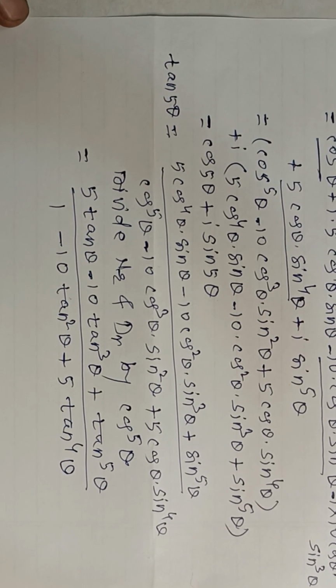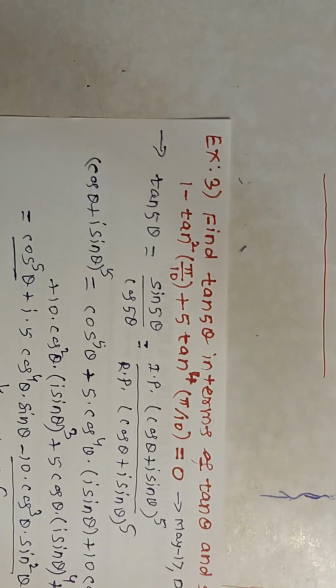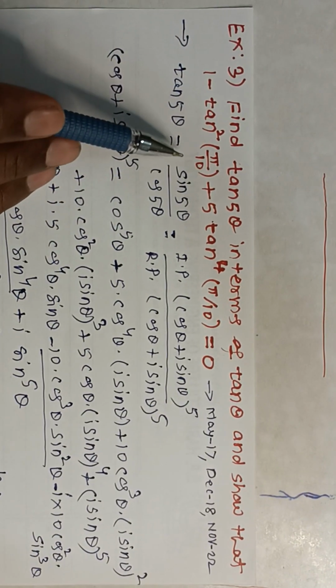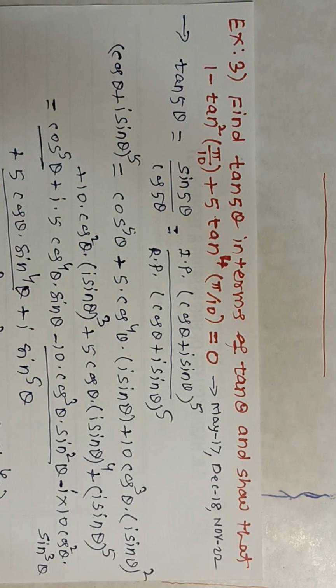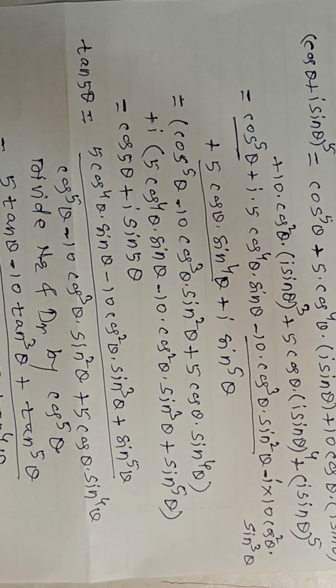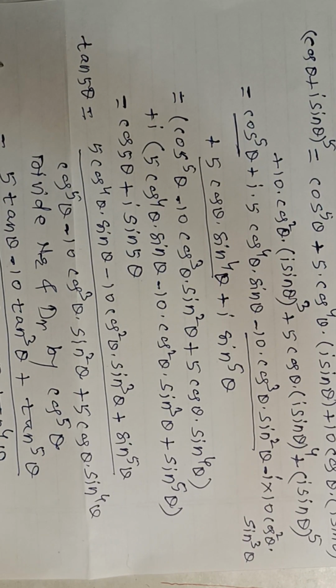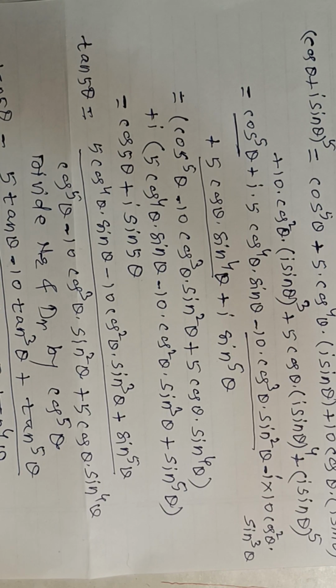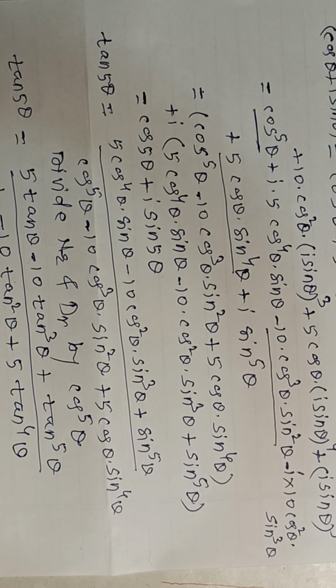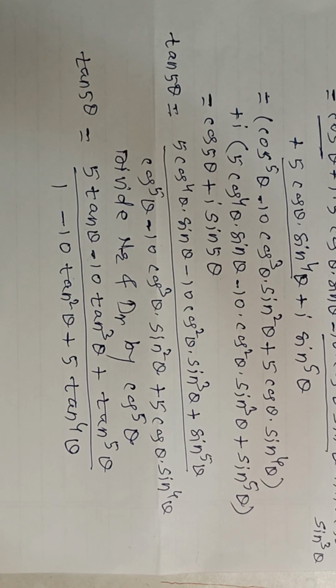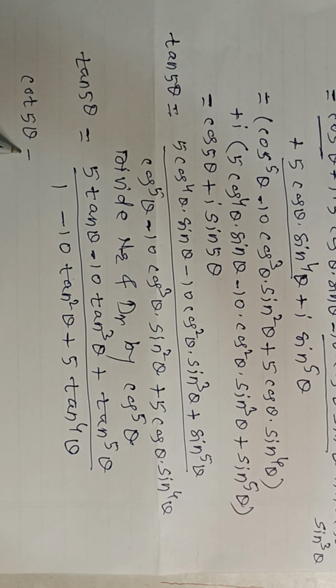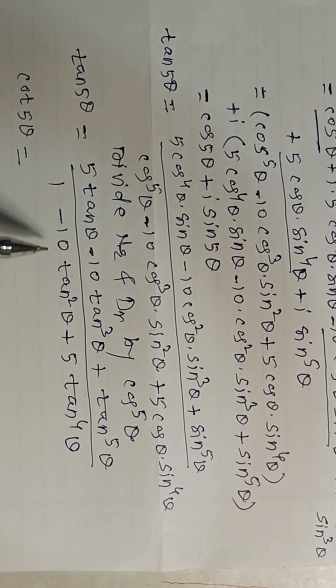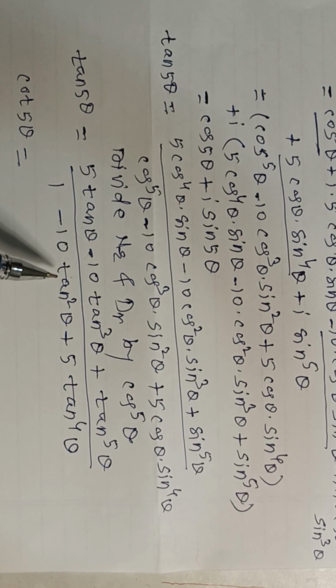Okay, now we have to prove this one: 1 minus 10 tan square pi by 10. So theta is pi by 10, so put theta is equal to pi by 10 here. Before that, this is tan 5 theta. Taking reciprocal on both sides, 1 upon tan 5 theta becomes cot 5 theta. Cot 5 theta is equal to, now here the denominator becomes numerator and numerator becomes denominator.